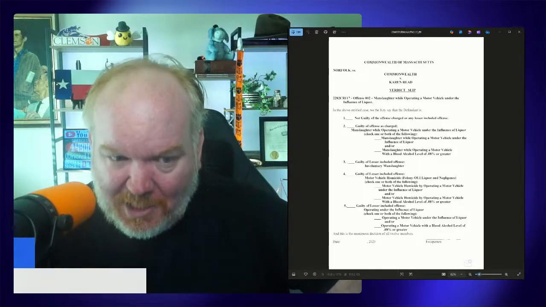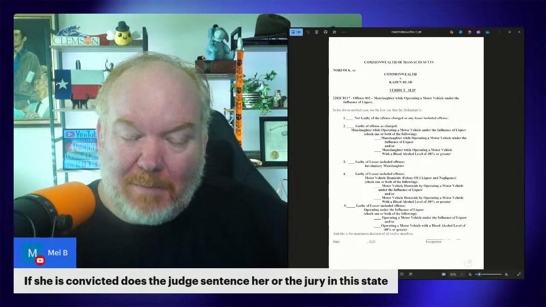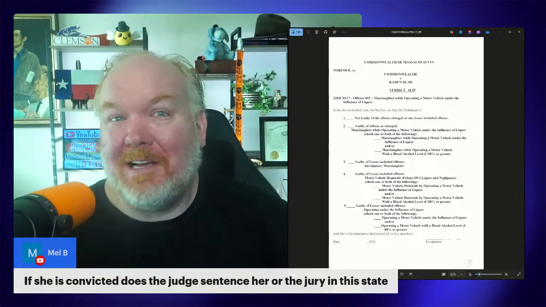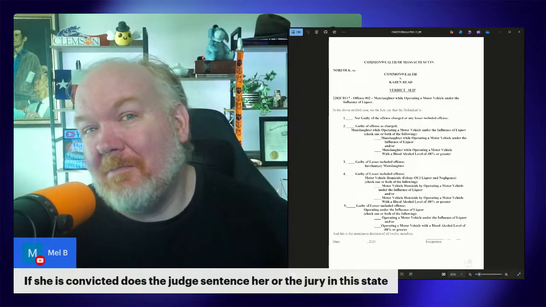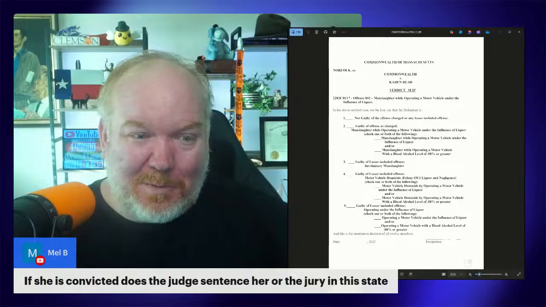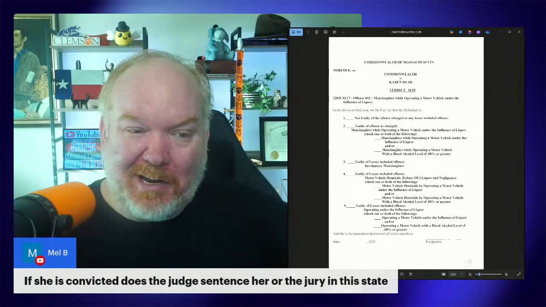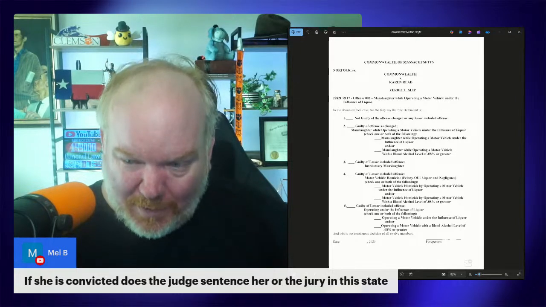If she's convicted, the judge sentences her in this jurisdiction. So it will be up to Judge Bev, who I'm sure will find reasons to give her as much time as the law allows. She will find a way to give the maximum that she can get away with. Whether or not that's 2.5 years or not, I do not know. We'll figure that out another time. But whatever the maximum number is, she's going to do that, I'm sure.